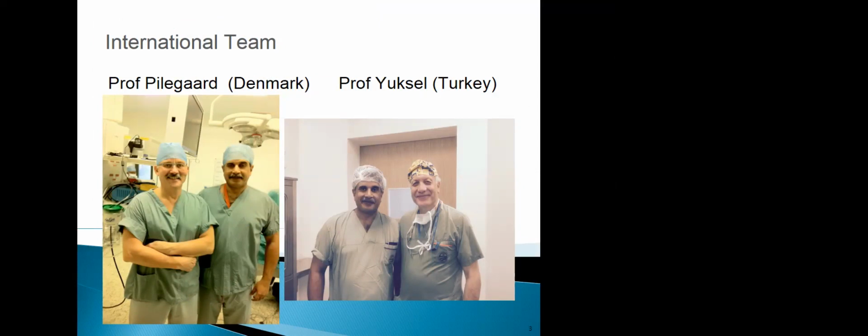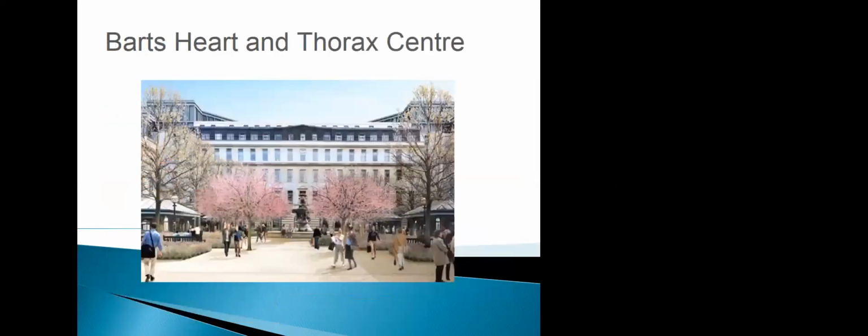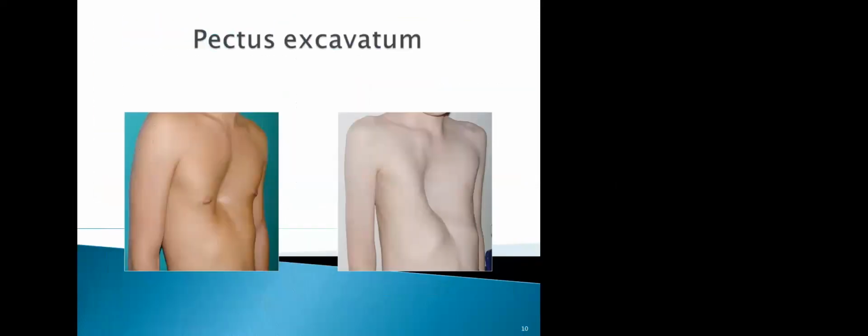I learned, and in the UK it's a different system. You have to get a proctor, do certain cases, and go through the governance. That's how we established our Pectus services. Now we've moved to St. Bartholomew's, and that's where we're doing it.